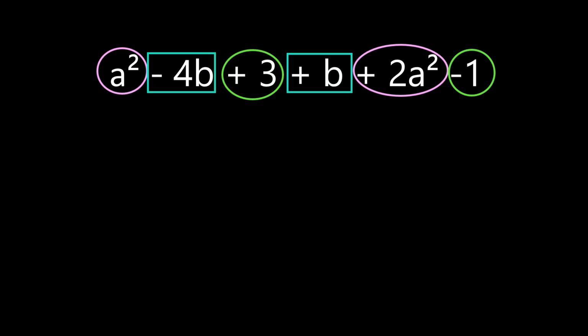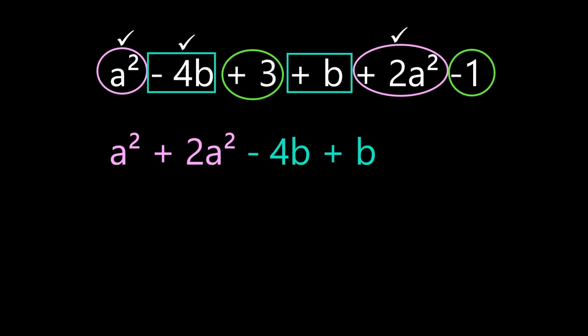Then what I like to do before I start combining is rewrite my expression with my like terms grouped together. That way I can see what I'm going to combine. So I'm going to start with the a squared, and I'm going to check it off as I include it in my rewritten expression so I know that I have all of the original expression rewritten here. So a squared plus 2a squared. Then I have the negative 4b plus b as my next set of like terms. Then I have plus 3 and then minus 1.